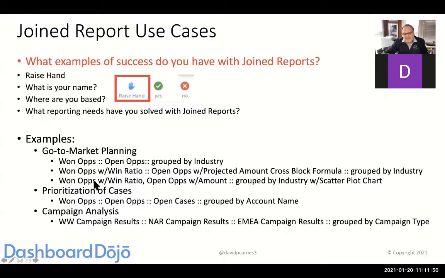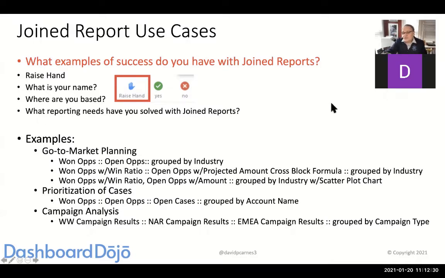So I've got an example down here around go-to-market planning. And if you attended one of the dojos at the end of the year last year, we talked about this a bit, where we create a joined report combining closed won opportunities and open opportunities, and we group it by industry, and we can see, maybe we decide where we place our chips for the marketing spend for the year, because we might have had good success in one industry and we have a lot of open pipeline. Maybe there's some other industry where we've had a lot of success but we don't have open pipeline and we want to place our marketing bets there. So just as an example for using it for go-to-market planning.